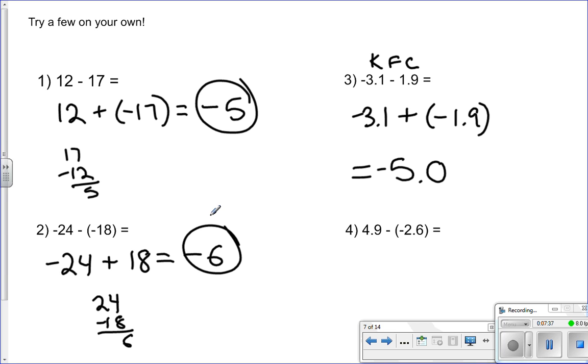4.9 minus negative 2.6, keep, flip, change. So 4.9 plus 2.6 is 7.5.